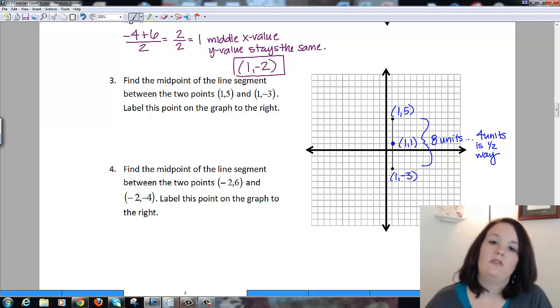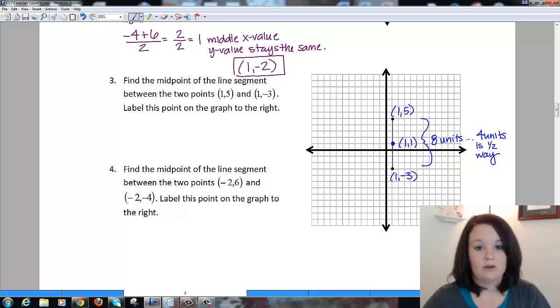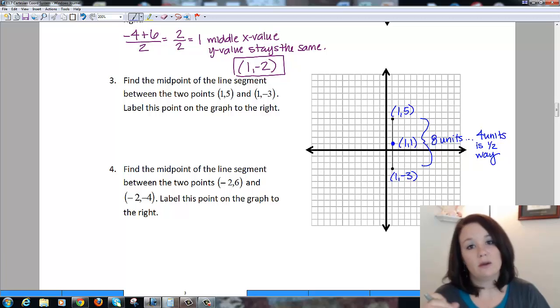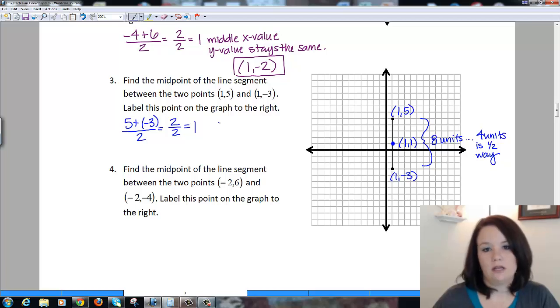Okay, now the way I want to think about it is averaging. My x value is going to stay the same because this line all goes through the x value of 1. So to find my y value, I would just average the two. I'm going to do my top y value, which is 5, plus my low y value, which is -3, or you can do it in the other direction. You can do -3 plus 5, doesn't matter either way, and then divide it by 2 to average it. 5 plus -3 is 2, divided by 2 gives me 1. Okay, so this is my middle y value.